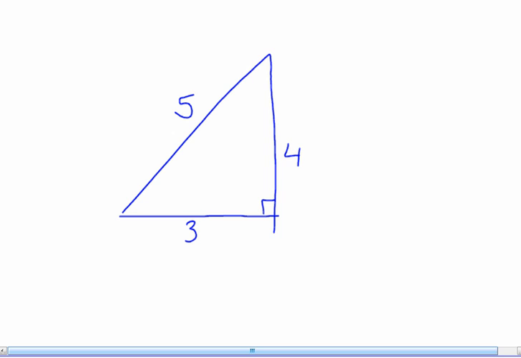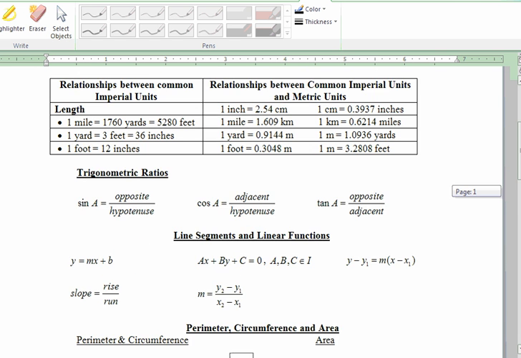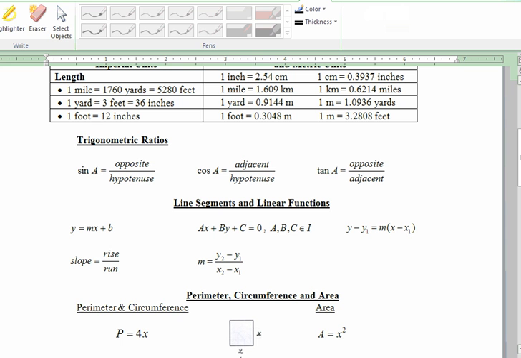So if you grab your formula sheets, on the front page, right underneath your conversion chart, there are your 3 trig ratios, which probably mean absolutely nothing to you right now. Yeah. They probably look like gibberish.